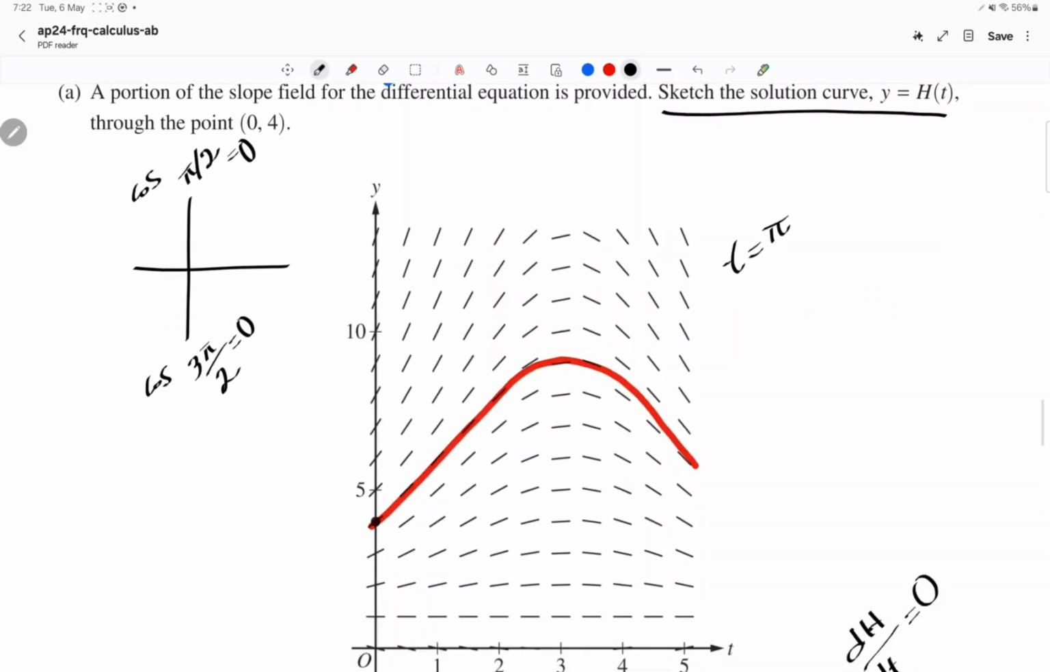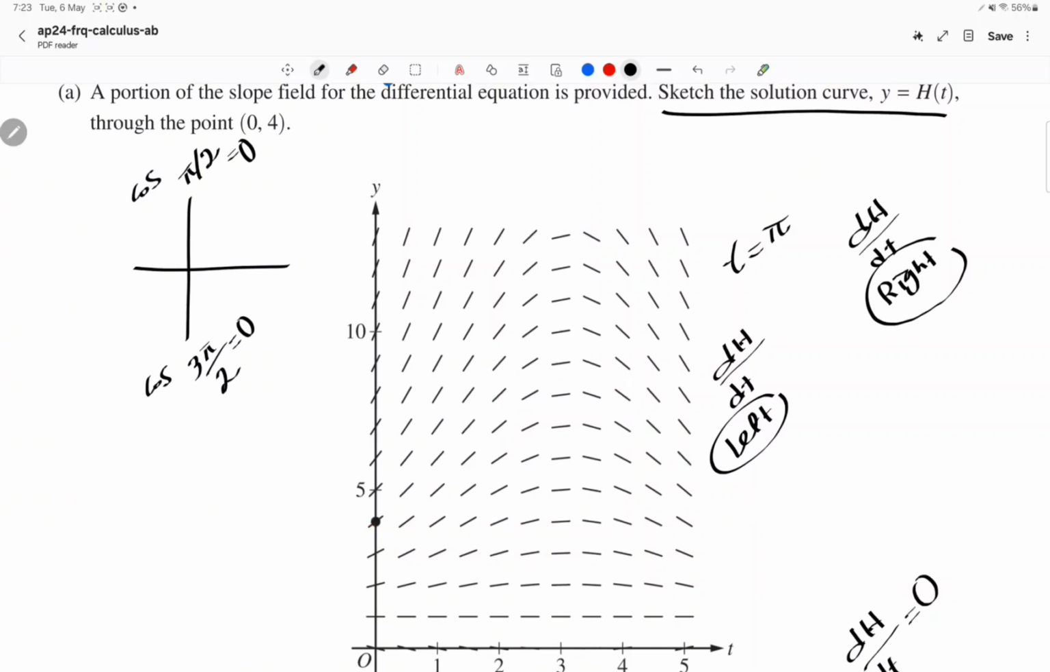Now, the question is, is this a maximum, a minimum, or neither? So that means we should assess the dh over dt on the left. We should also assess the dh over dt on the right of this point. And here is where the slope field comes into play. Obviously we can tell that it is 0 at 3.14, which is pi. Look at the slope field. Is that positive or negative on the left? And how about the right? That is a maximum.